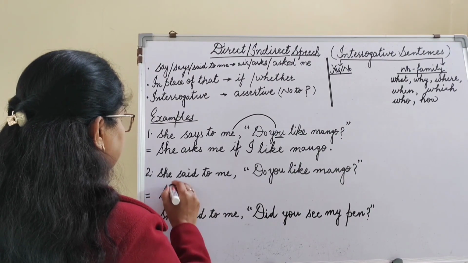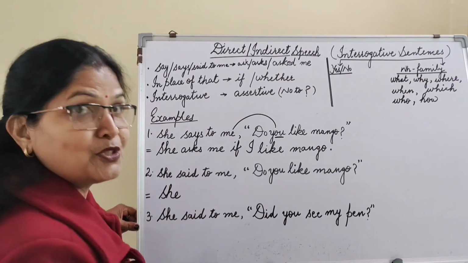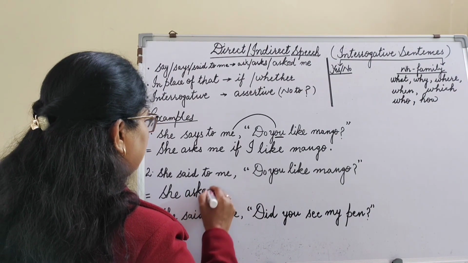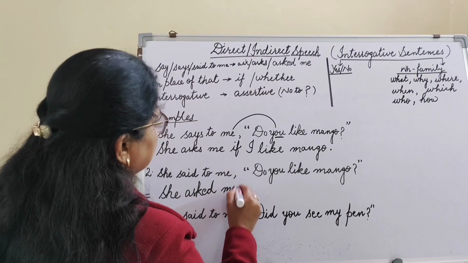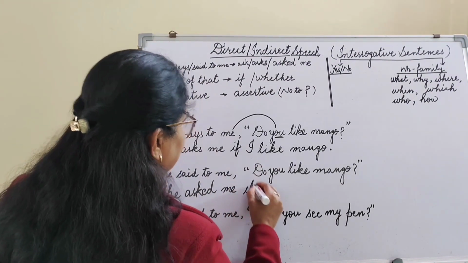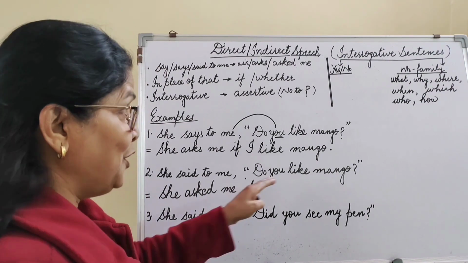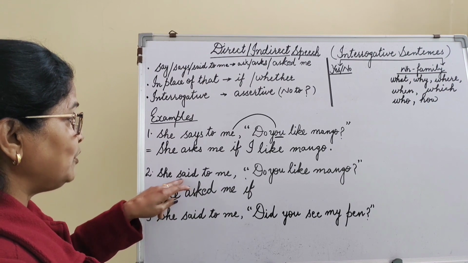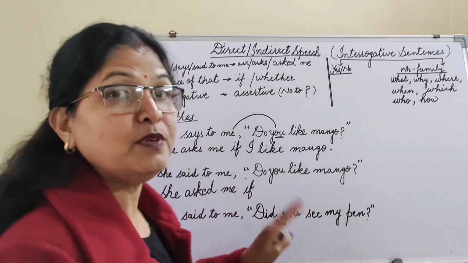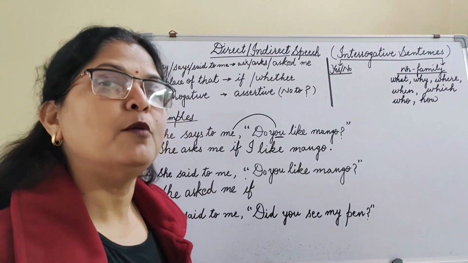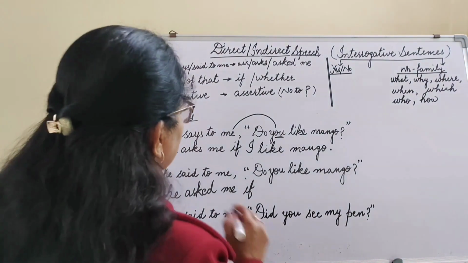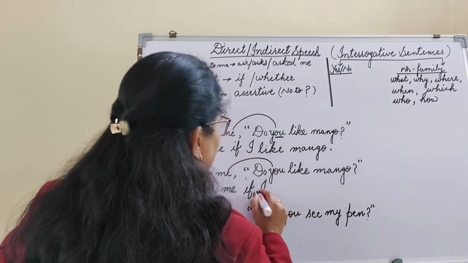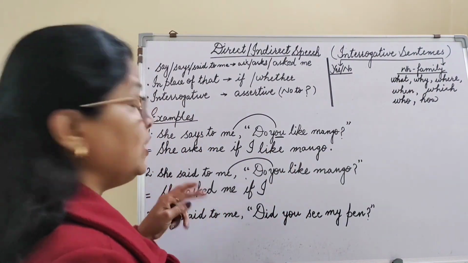She said will change to asked. She asked. Me remains as it is. Again, if. She asked me if. Do you like mango? Now, do you like mango will change according to past tense here. So, this tense will change. But we will make it assertive sentence. So, now you will become I, if I. But like will change to liked.